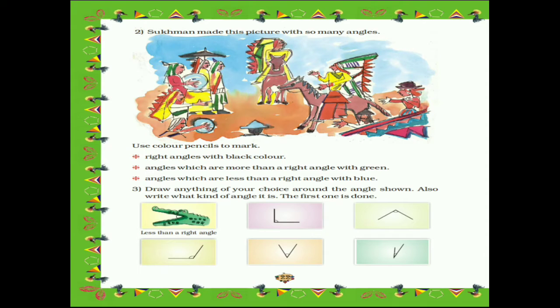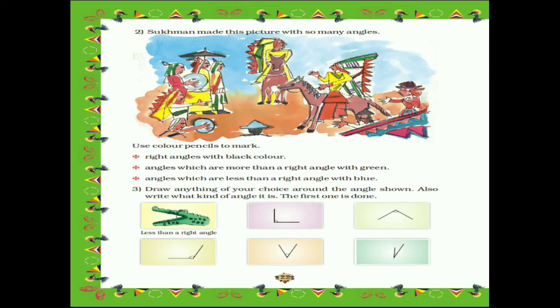Then what you have to do? Use color pencil to mark. Mark right angles with black color, angles which are more than a right angle with green, and angles which are less than a right angle with blue. So you are going to mark different angles. That is, a right angle you have to mark with black color, an angle which is more than a right angle you have to mark with green color, and angles which are less than a right angle you have to mark with the blue color. So this will be your homework. You have to do it by yourself.